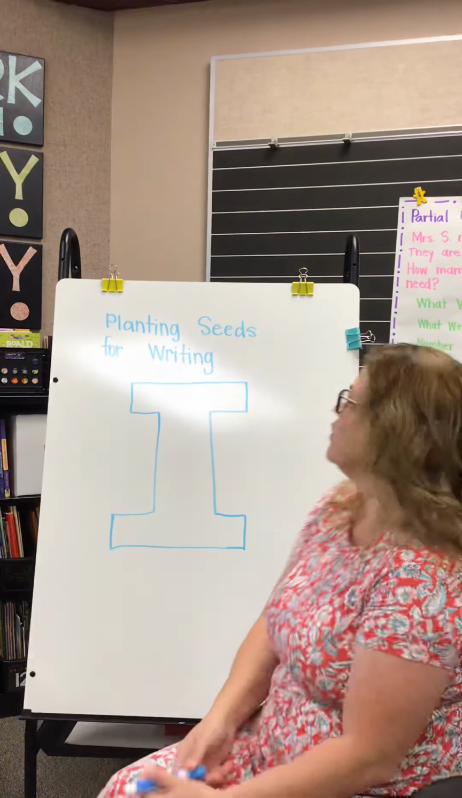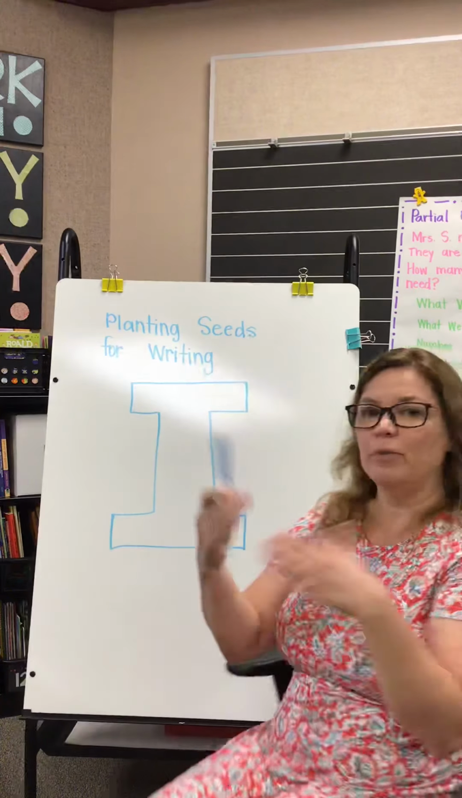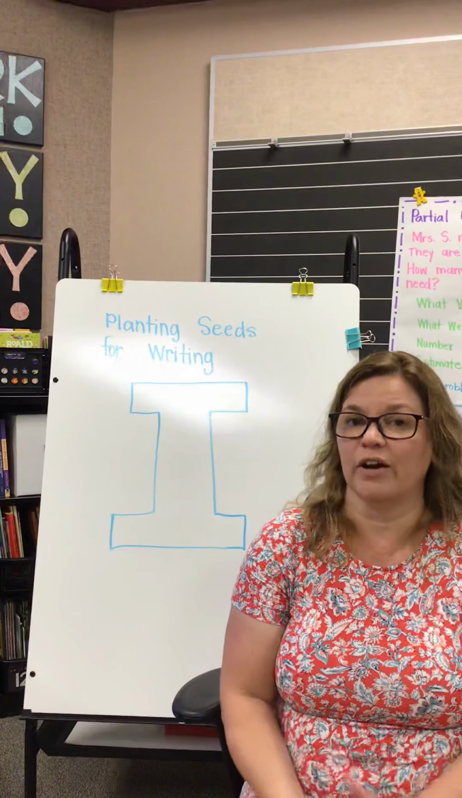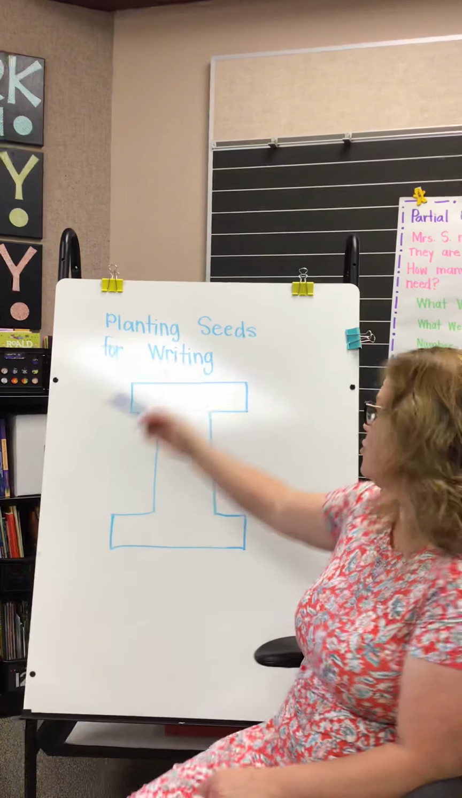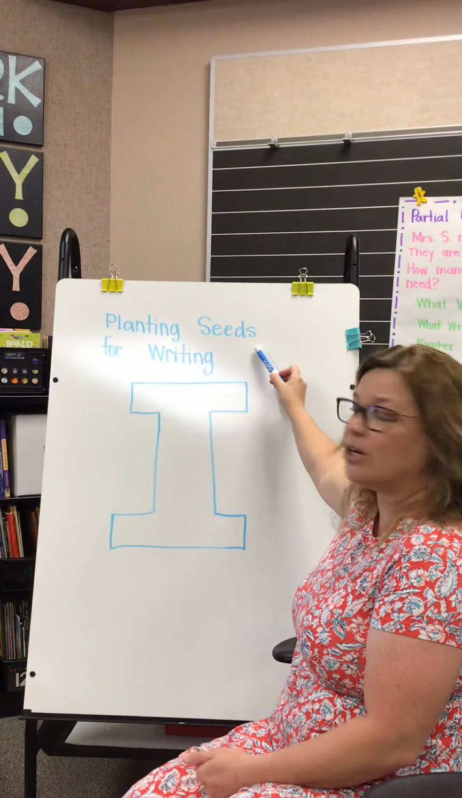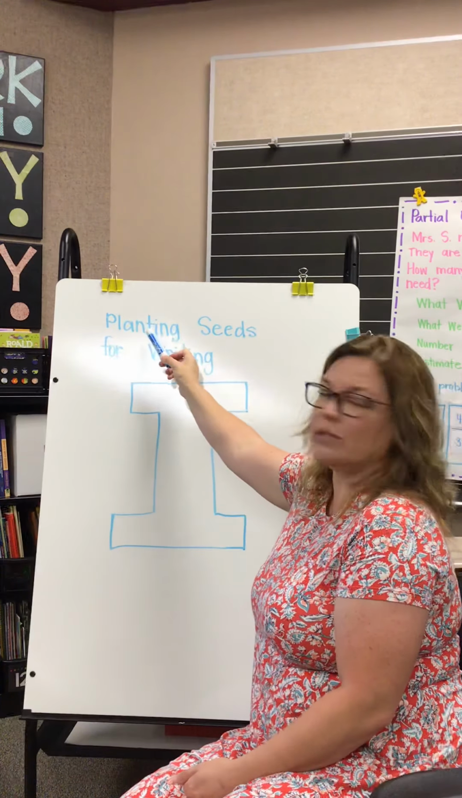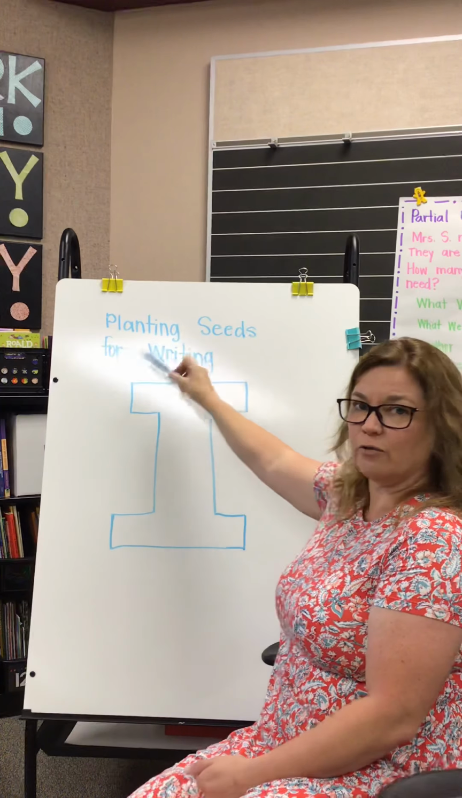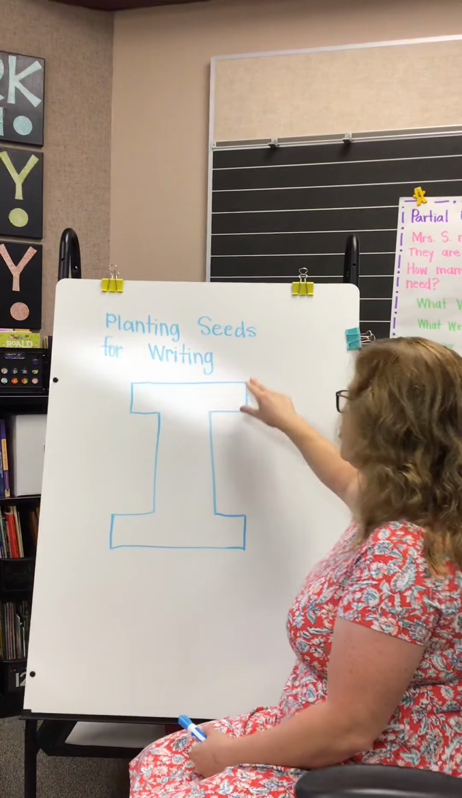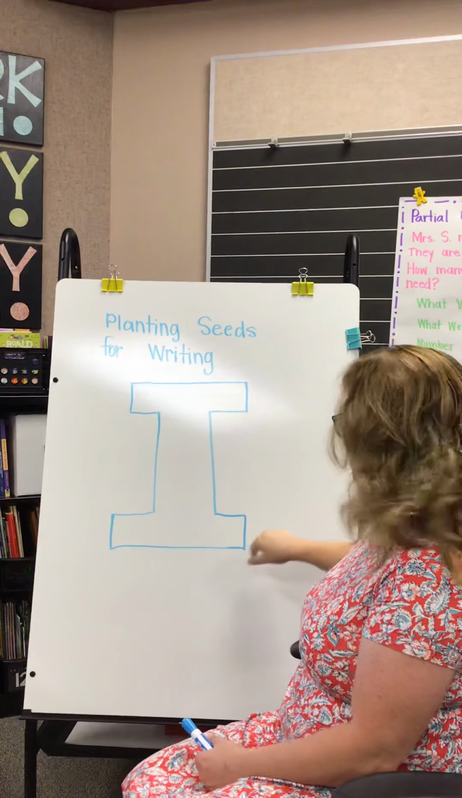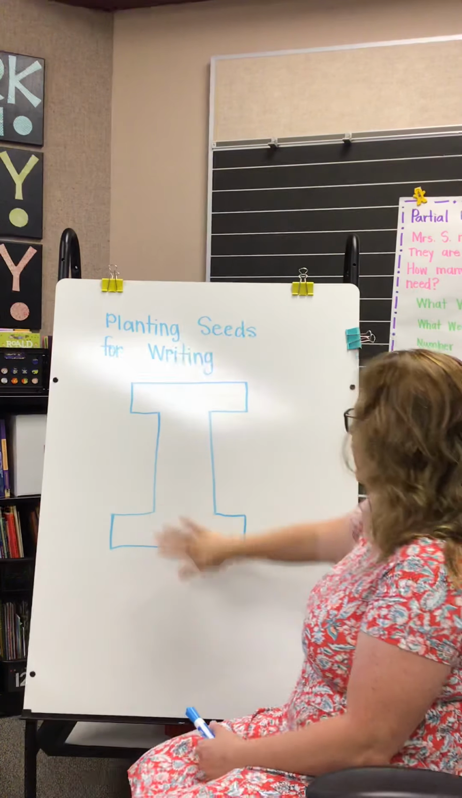All right? So I'd like for you to open up your writer's notebook to the very first empty page, and across the top of the page, just like I do on my chartboard, I want you to write the title, Planting Seeds for Writing. And then I would like for you to draw this big giant letter I right down the middle of the page.